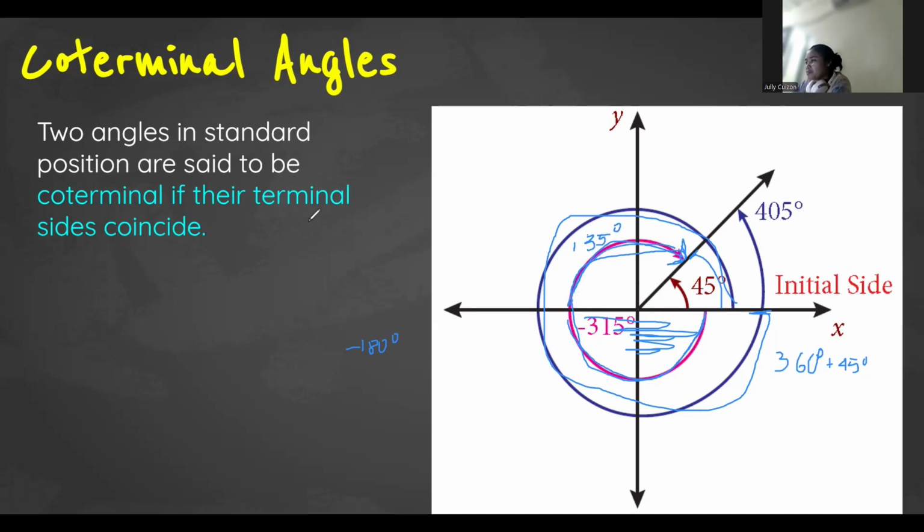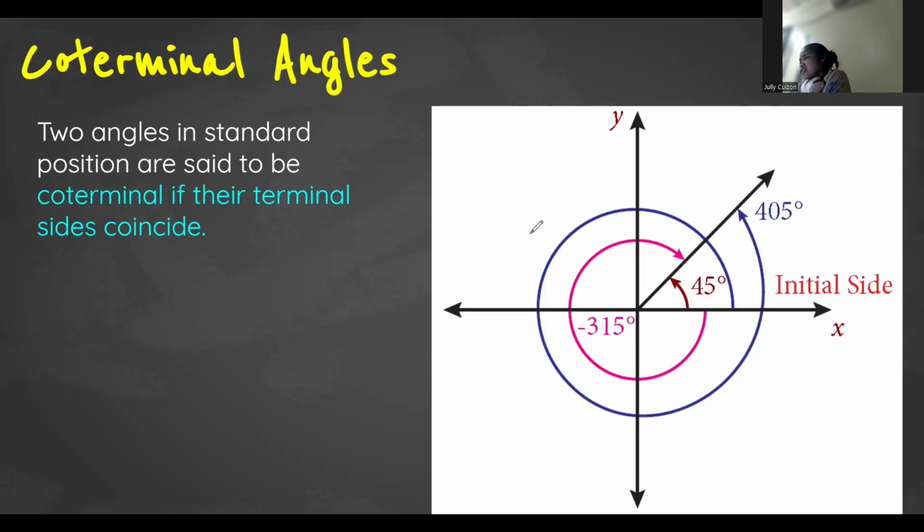This angle, or this rotation from the half of the circle, this is 135. So 180 degrees plus negative 135 degrees, so that is equal to 315 degrees. And that is our negative coterminal angle.